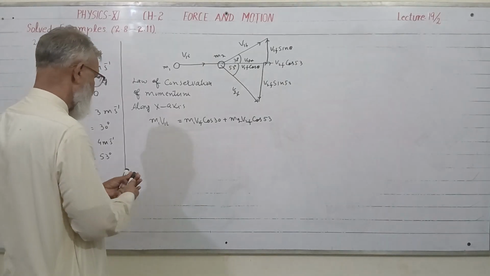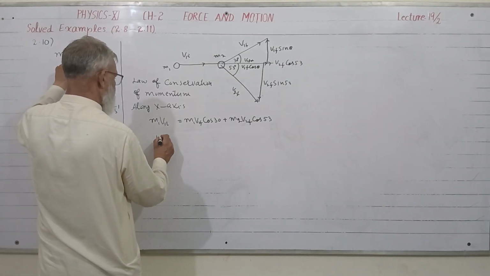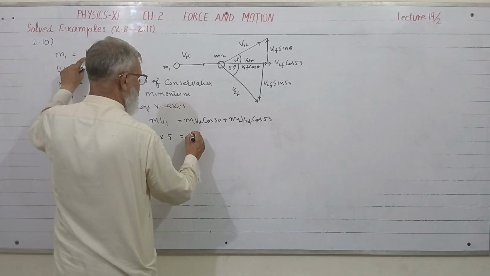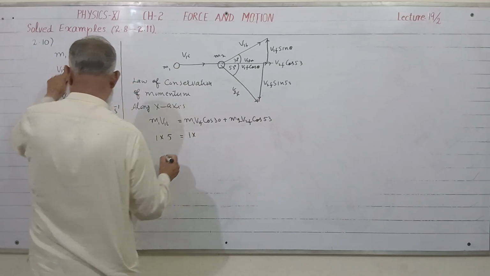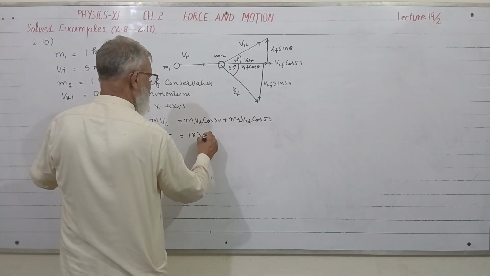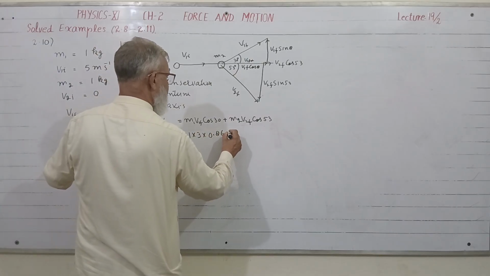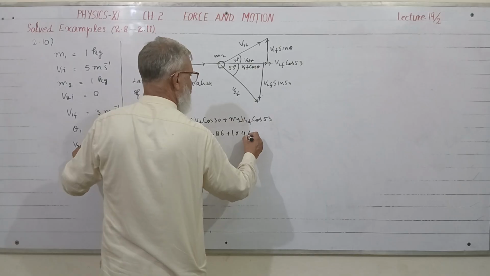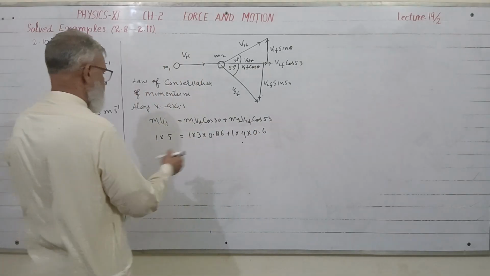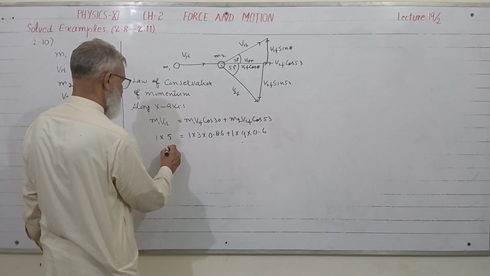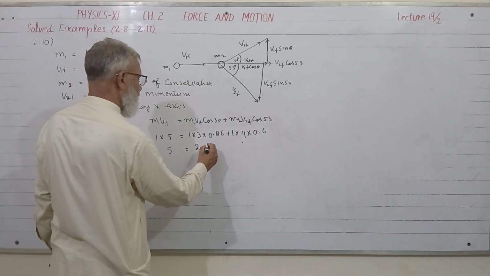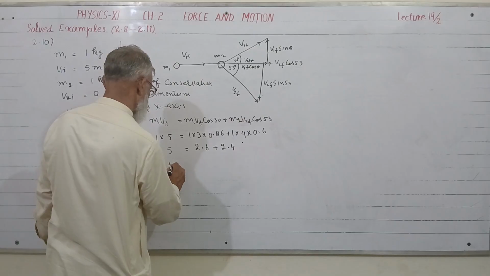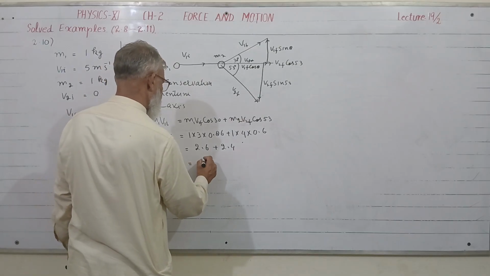Yes, put the values. m1 is 1, v1i is 5, equal to m1 which is 1, v1f which is 3, cos 30 which is 0.86, plus m2 which is 1, v2f which is 4, cos 53 which is 0.6. Multiplying, it comes out to be 5. It is 2.6 plus 2.4, 5. It is also 5.